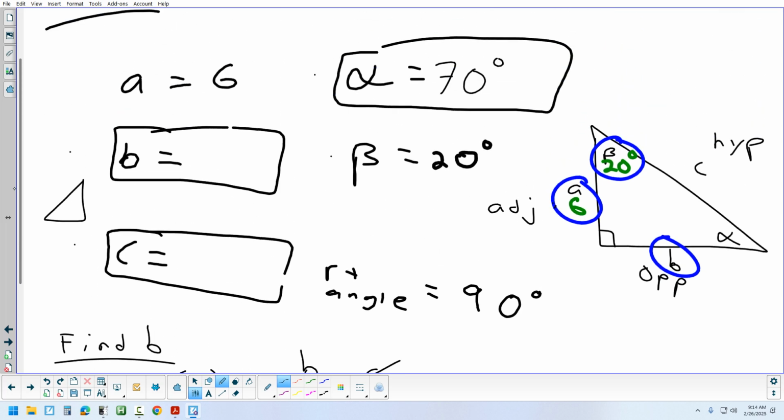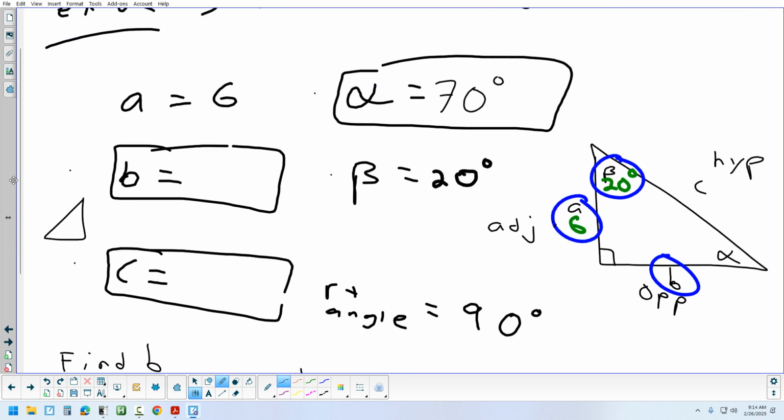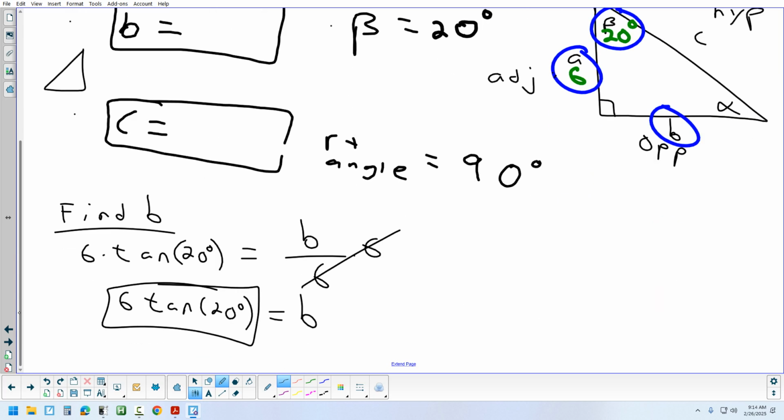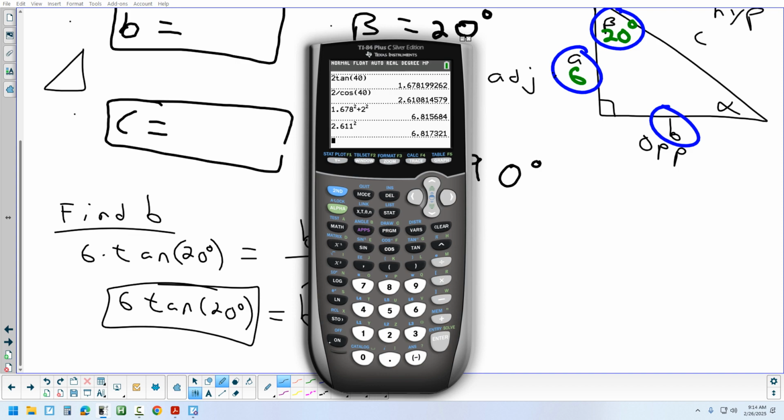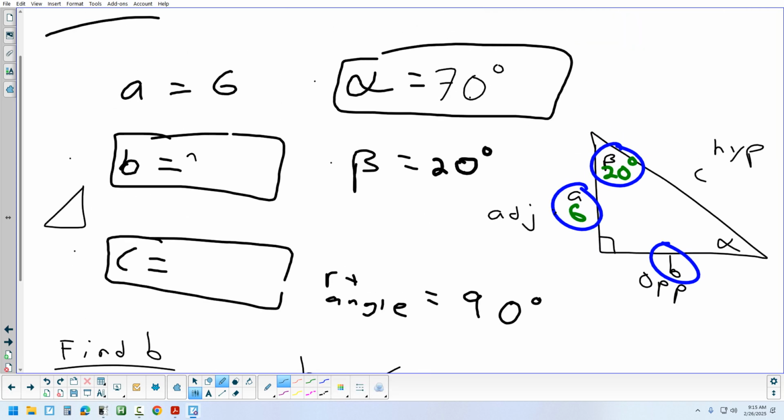Okay. Before I type it in, I know that it's going to be smaller than 6 because this angle is smaller than that angle. Okay. So if it comes out bigger than 6, then something is definitely wrong. Okay. So let's do 6 tangent 20. It should come out quite a bit smaller than 6. Yeah, 2.184. Okay, so that's B.